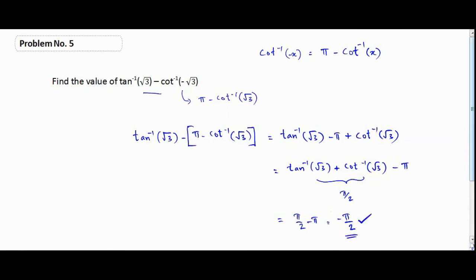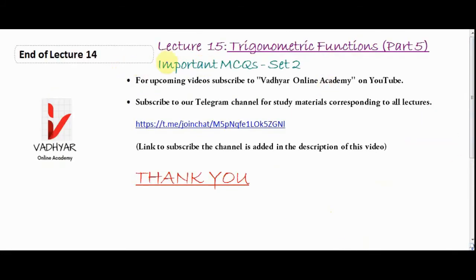Now with this we are coming to the end of lecture 14. In lecture 15 we will continue with trigonometric functions. We will discuss a few important MCQs related to trigonometric functions.